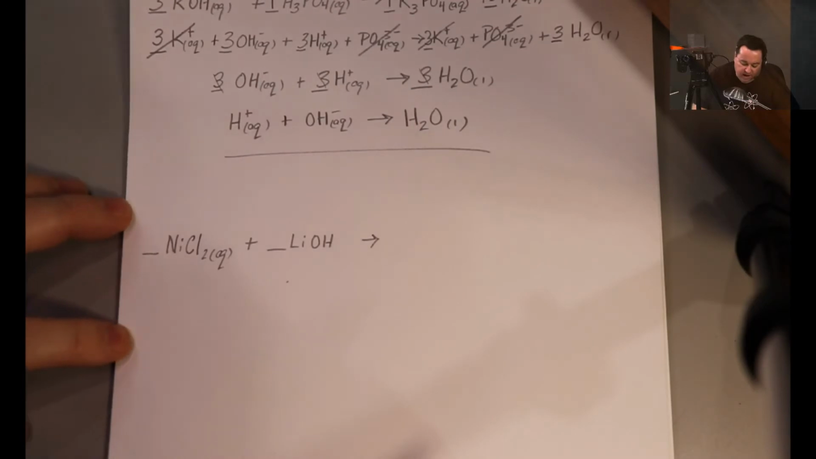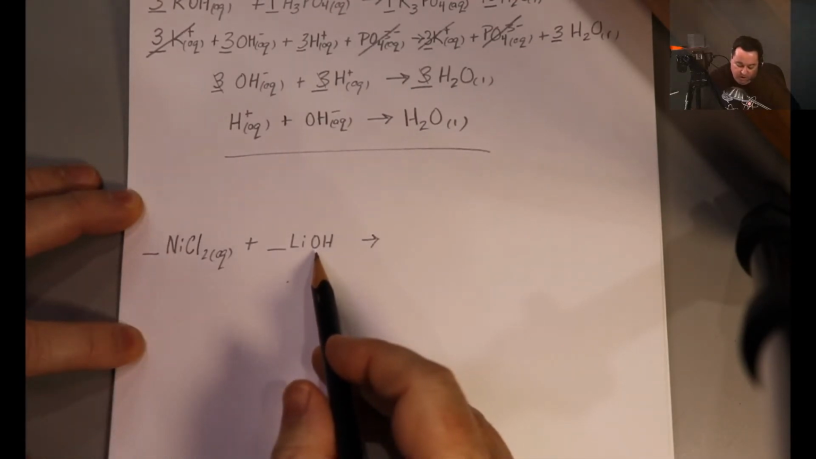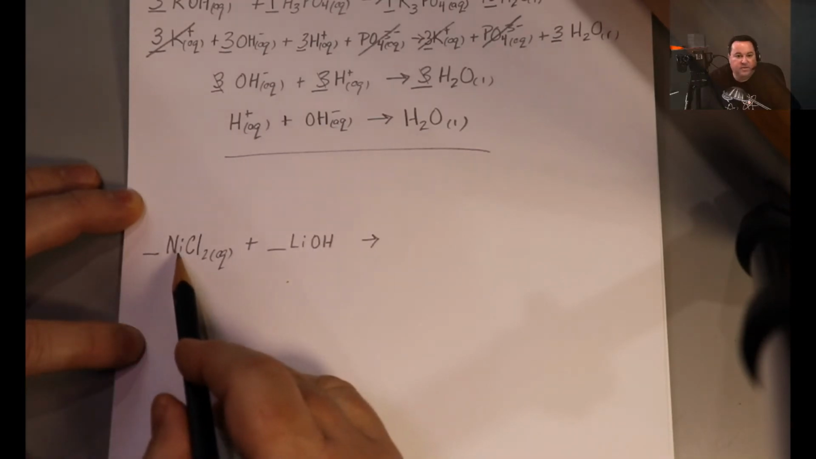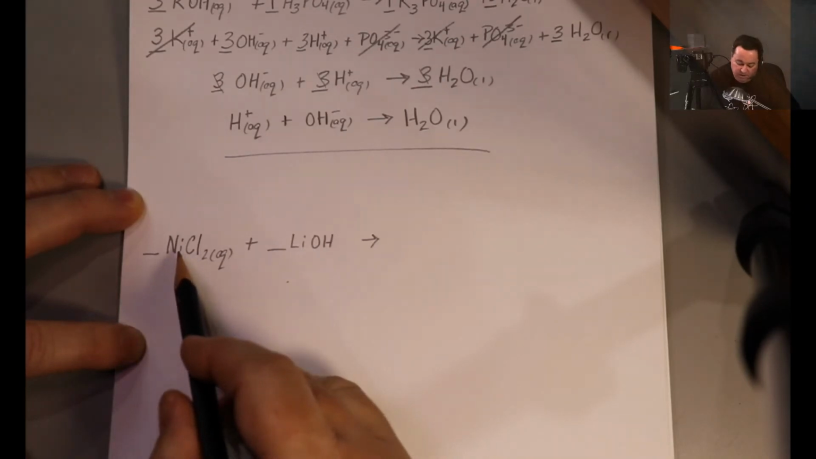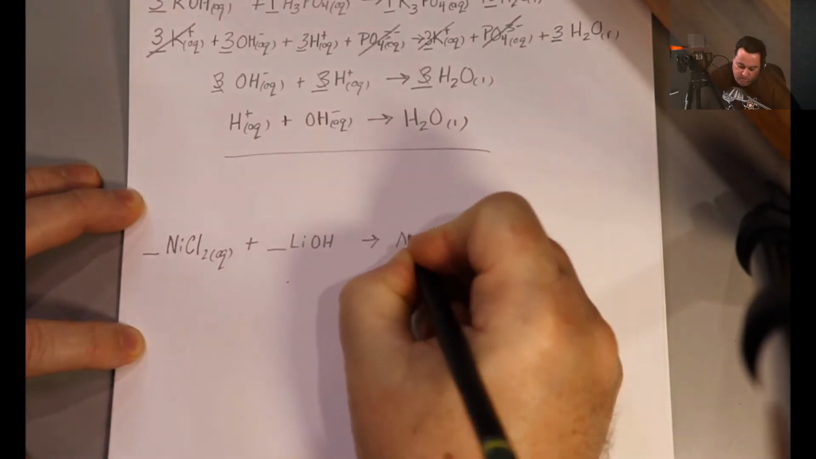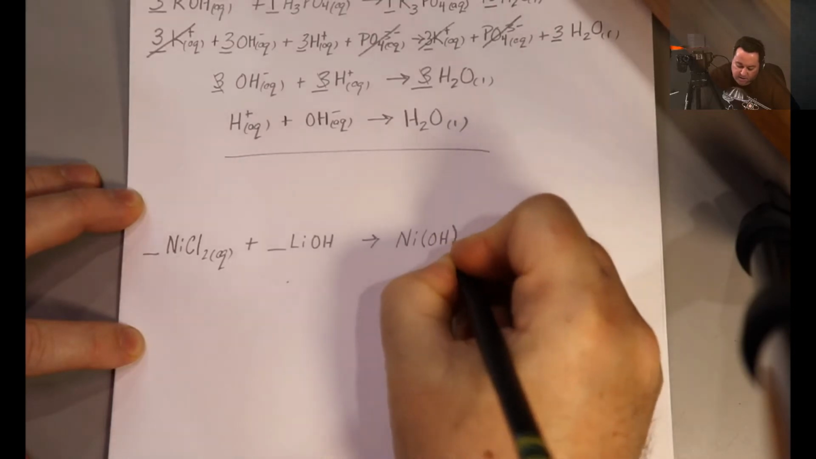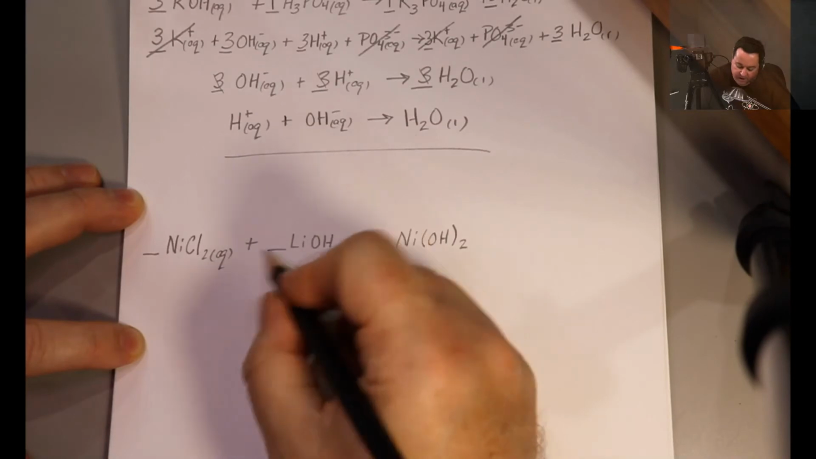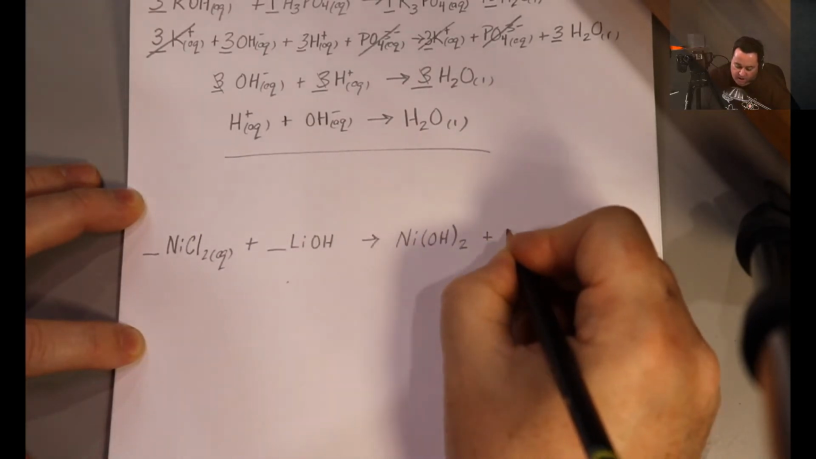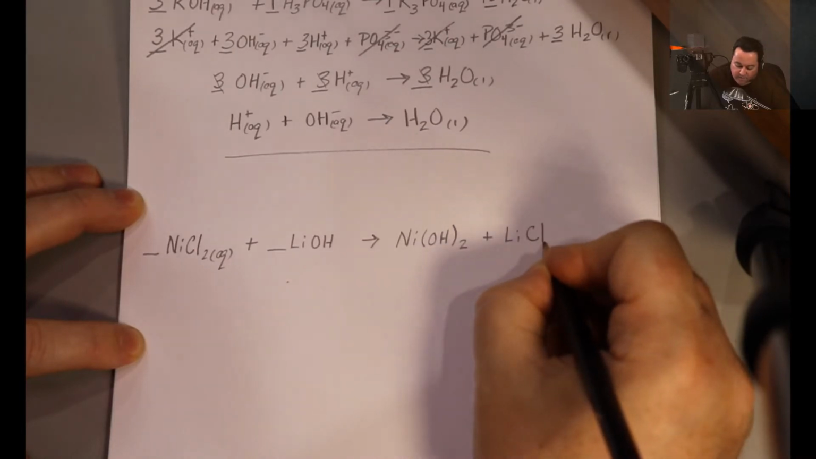For the second reaction, it looks like a possible double displacement. When I repair my ions, I know that this is a nickel 2 because it required 2 chloride 1 negatives to balance it. So the nickel 2 is going to require 2 hydroxide to balance. And the other pairing of ions is lithium with chloride, so LiCl, 1 positive, 1 negative, 1 of each.